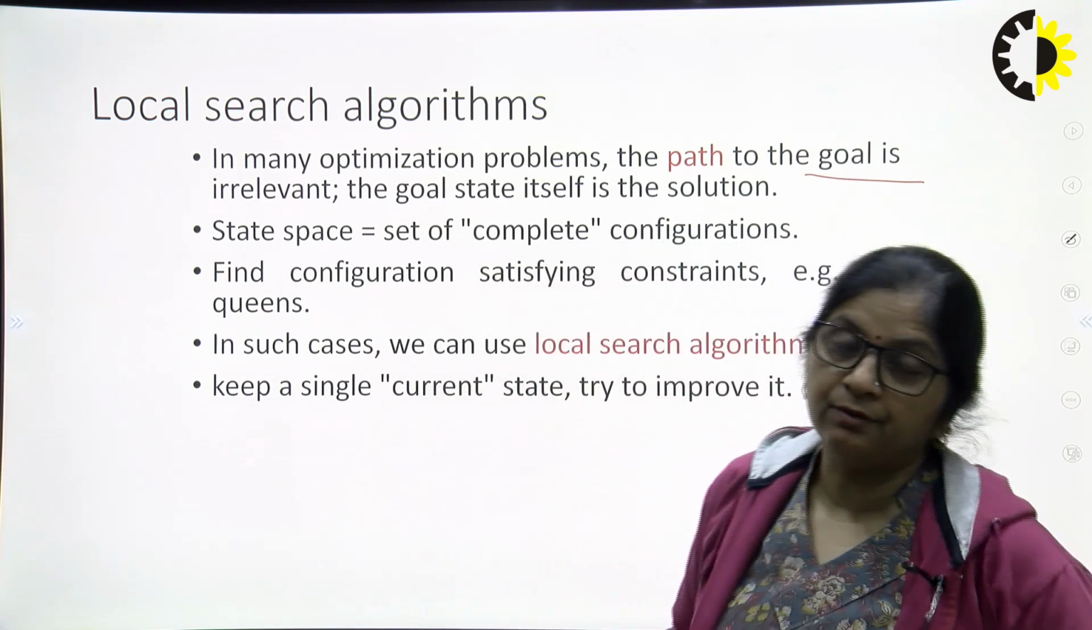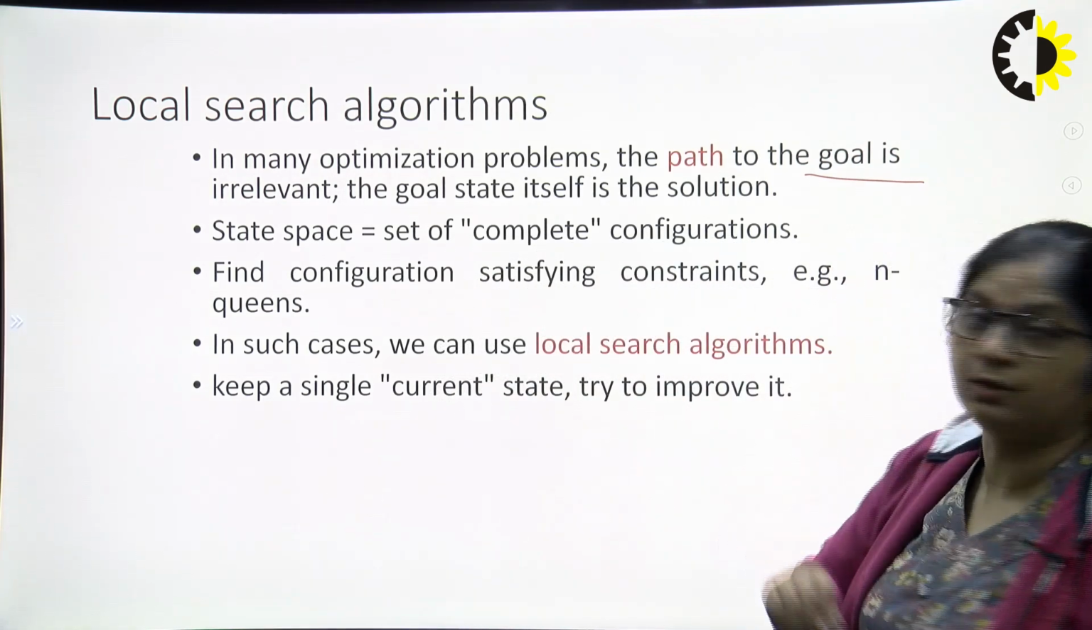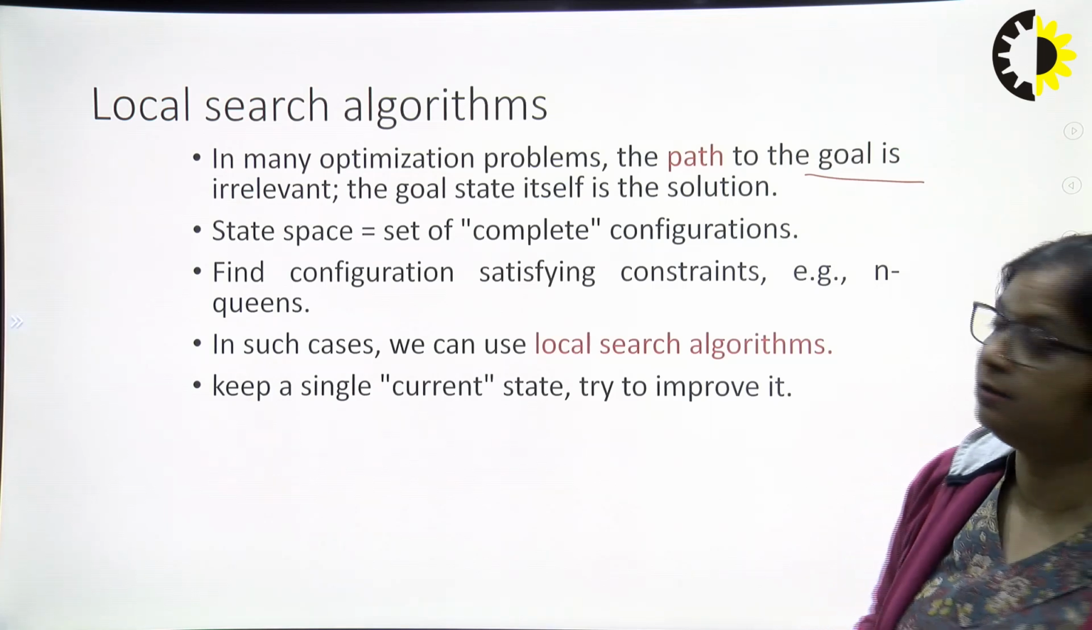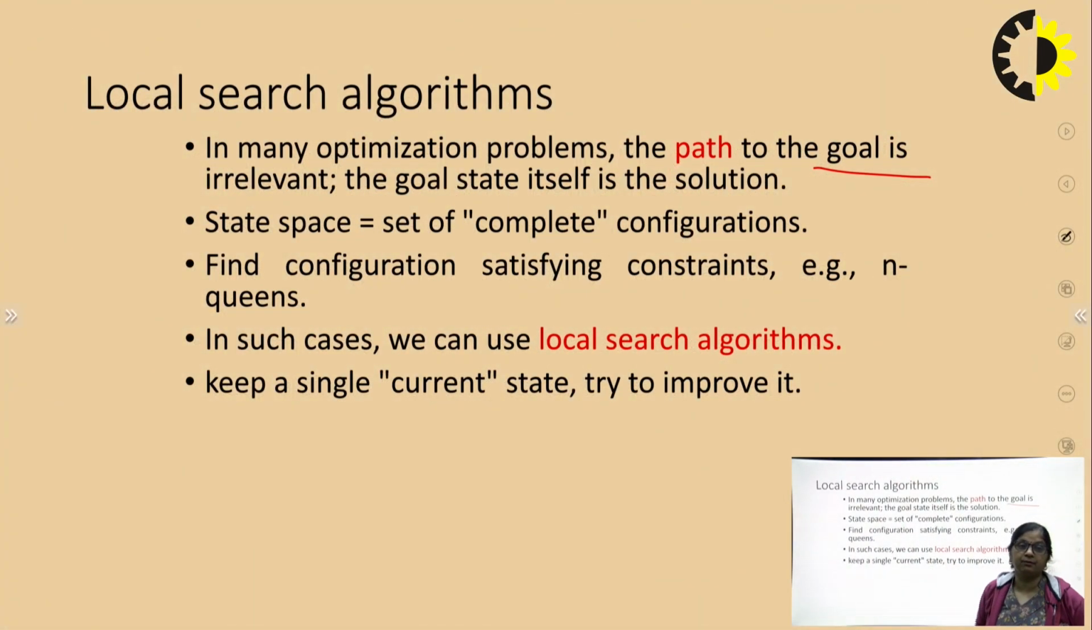So we have this type of problem in which the path to the goal is irrelevant, but what is important is the goal state. The goal state is the solution. For example, with the checkmate condition, how we reached there is not important. What is important is the checkmate condition, that we have won the game. In this type of problem we apply local search algorithms. Local search means we will not talk about the path as we did in informed and uninformed search techniques, but we will talk about the solutions.